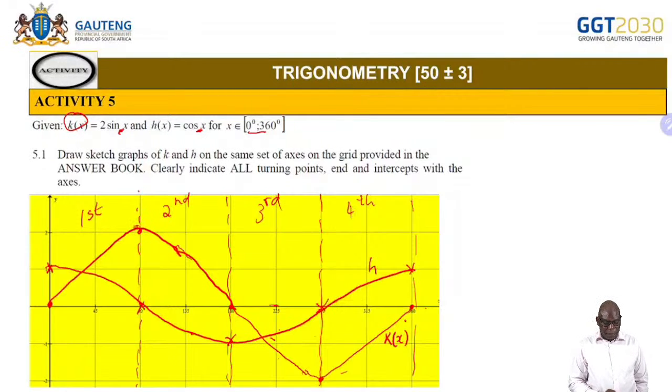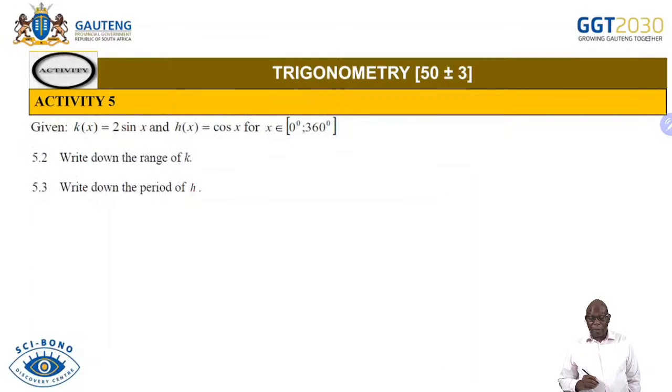All right. How high is the graph here? It's at 2. How low is that graph? It's at -2. How high is this graph here? It's 1. And that one is -1. How low is -1? Okay. The next questions I think we'll be dealing with that.